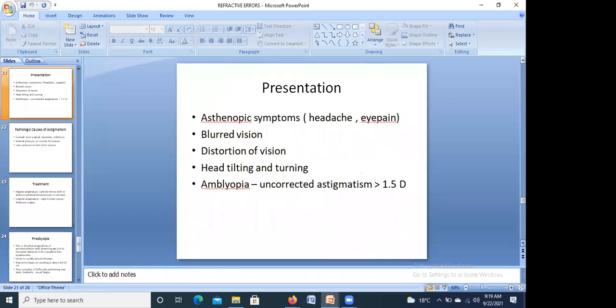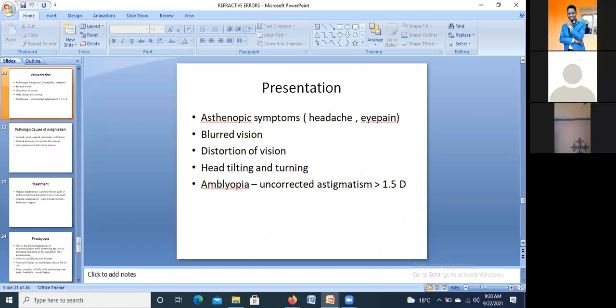So how do patients with astigmatism present? They present like in hypermetropia with asthenopia, headache, eye strain, burning sensation. They also have blurred vision, and the images are distorted. For example, when you are seeing a ball, instead of seeing it as round, it looks oblique. It looks like a ball which is not round. Yes. So that is how they appear. If somebody is seeing a letter like A, it appears like N. They also tilt their head, and astigmatism in children can also lead to amblyopia.